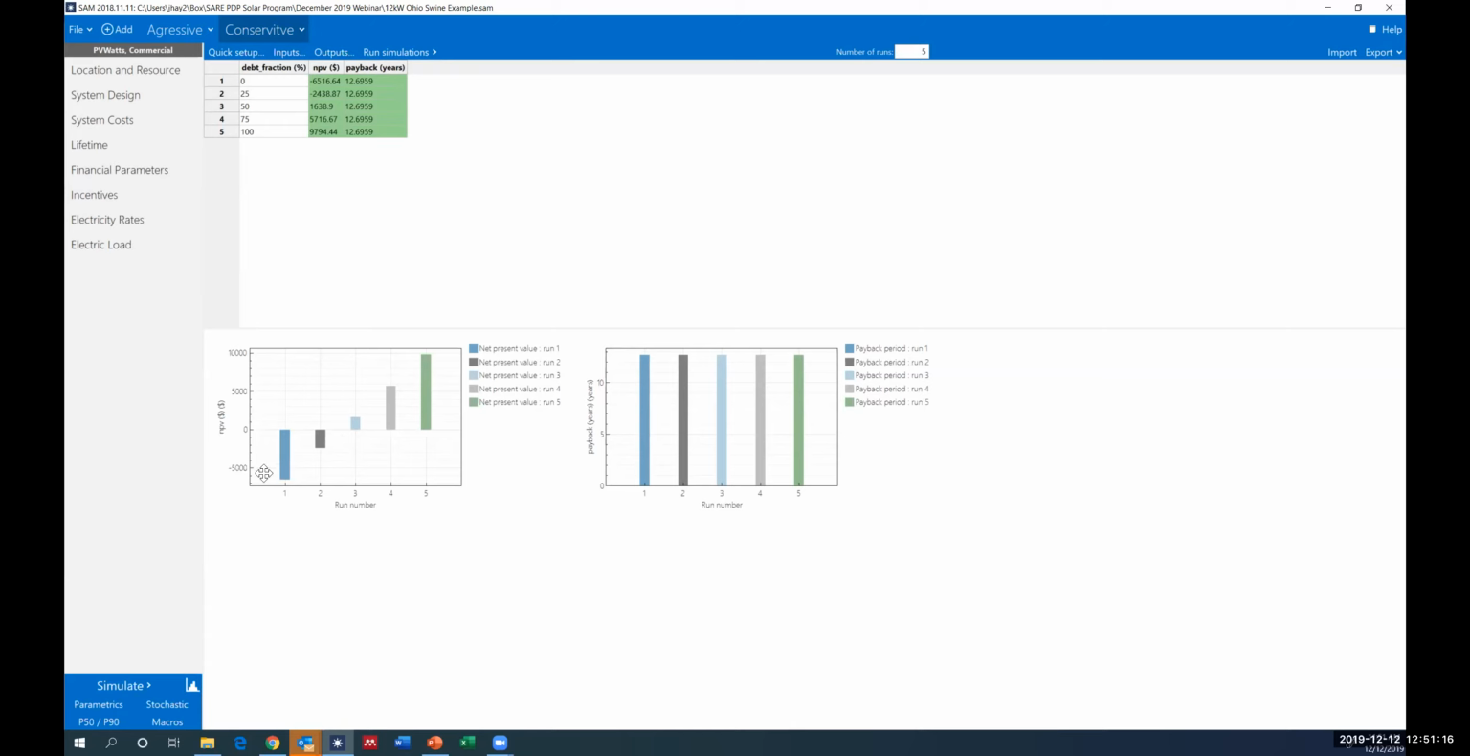And so in this case, I've got a negative, almost $6,000 net present value if I use cash, and I've got maybe a negative $2,000 net present value at 25%, and I have a positive 1,000, actually here's the numbers, positive 1,600 when I have 50% debt.